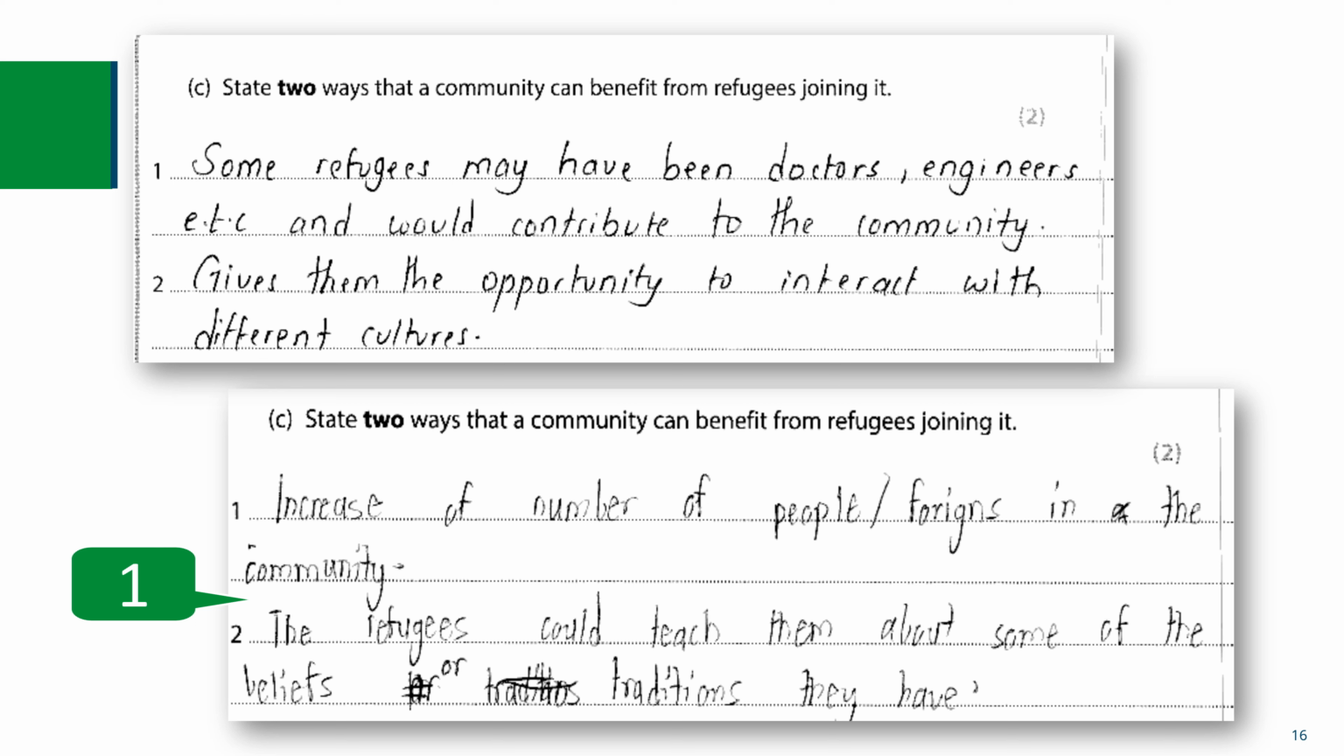The other response is one of the best that was seen in last summer's exam. I'm sure you'll agree it's a very good answer, extremely specific. Some refugees could have been doctors or engineers in their previous life, and they'll now contribute to the community. Very well expressed and specific answer. We also credit the idea that there is now an opportunity for different cultures to interact, a positive global citizenship idea. So overall, this was given 2 marks.